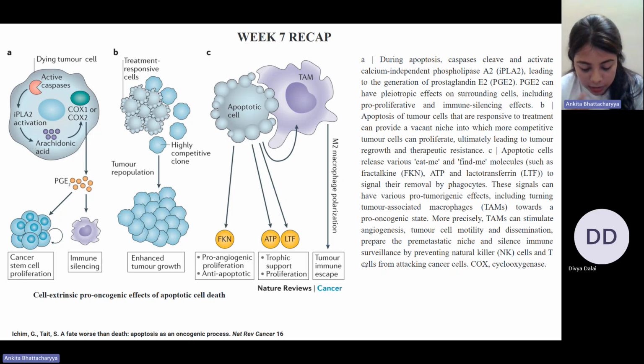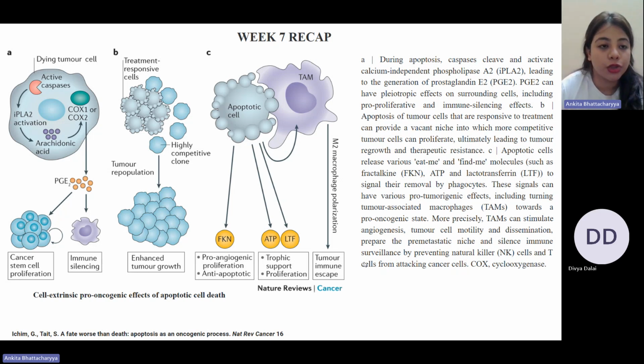That is the net molecule that we can see is produced as a result of caspase activity within a dying tumor cell. Prostaglandin E2 can have some pro-proliferative and immune silencing effect, both of which are very harmful for a cell which is neoplastic or cancerous in nature. So it is leading to proliferation of the surrounding cancerous cells, that is, the proliferation of cancer stem cells in particular. And additionally, it is also creating an immunosuppressive environment, or silencing the immune activity within that region, because it is not allowing the entry of immune cells in order to mediate clearance.